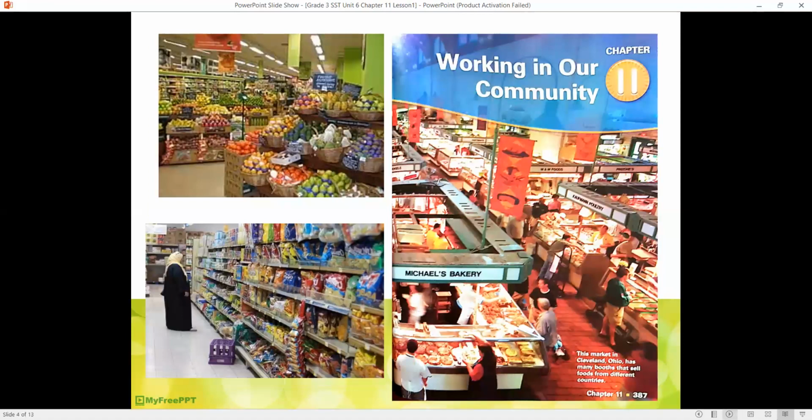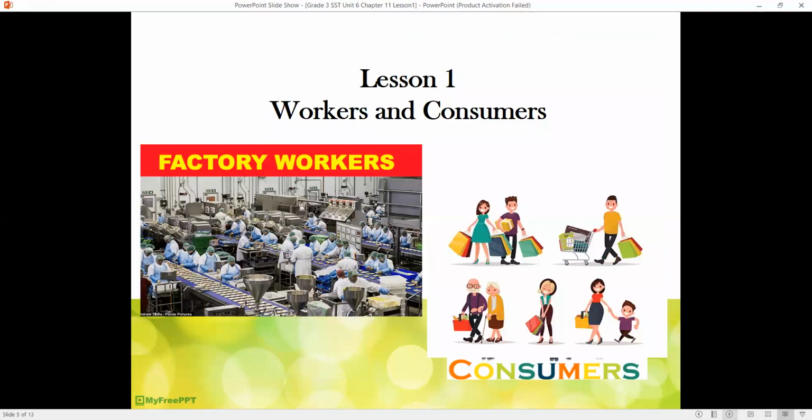Okay, this is a picture. Now you look at these pictures, what comes to your mind? What can you see? Yes, you can see vegetables, you can see snacks, you can see a person looking, what should I buy? You can see a busy bakery, and here you can see some food being sold. So what do we understand? We're going to talk about the marketplace.